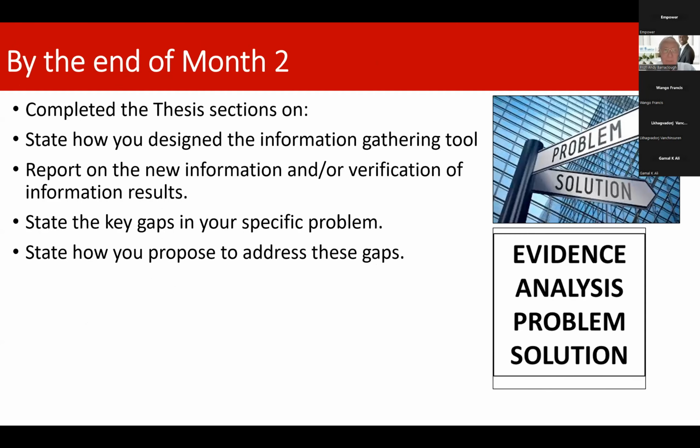By the end of month 2, you should be completing the section: how did you design the information gathering tool? How are you going to collect the information, the evidence that you're going to use? It might be a survey, it might be direct observation, it might be collecting issue vouchers or purchase orders. How did you design the tool? What are you doing? Report on the new information and verification. So if you're going to collect lead times or purchase orders or issue vouchers, who's going to check that you've done it correctly? Well, you can double check yourself, that's okay, but some form of verification that you've analyzed it correctly. State the key gaps in your specific problem and how you're going to address those gaps. So month 2: evidence, analysis, and a potential solution.